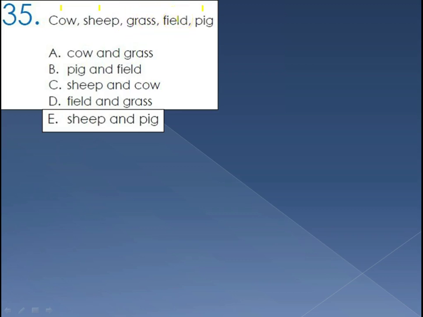However, you can put three of them into a solid category, so you could put the cow, sheep, and pig into a category as farm animals. So the odd ones out would have to be grass and field, which means the answer has to be D.